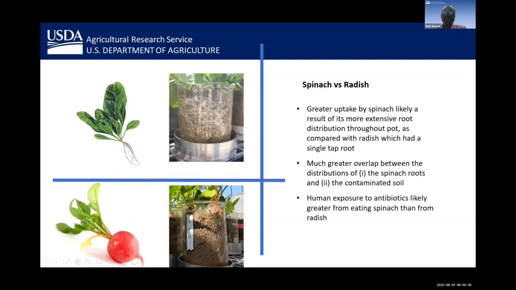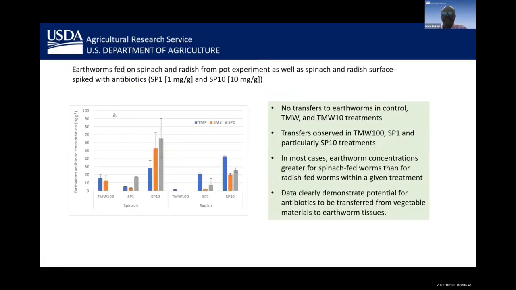So that means that if you are in an area where there is a potential contamination, you may have spinach, because of the root system, taking up residue of antibiotics more than radish.